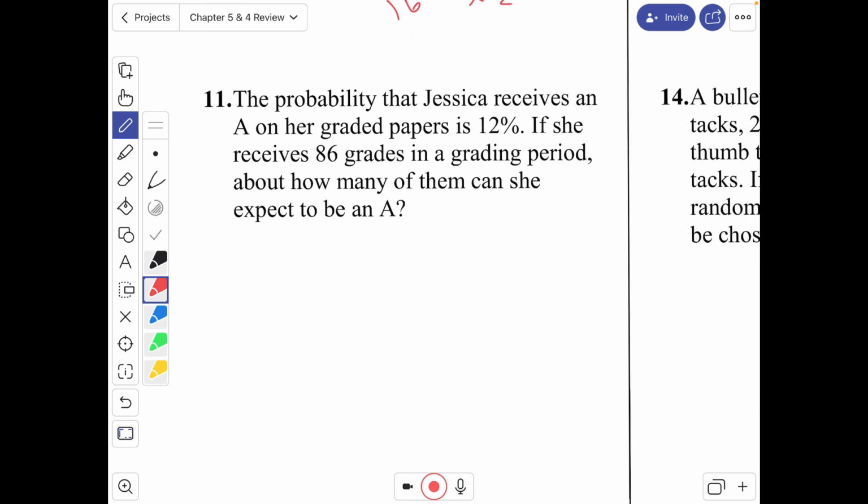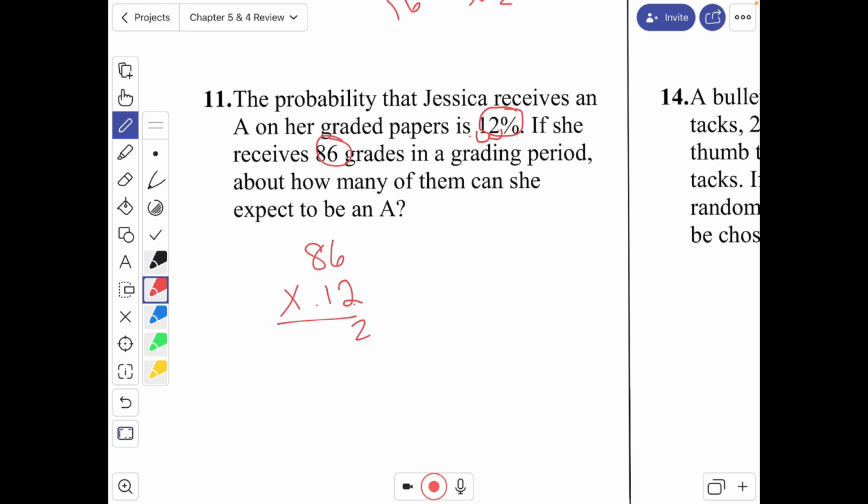Number 11. The probability that Jessica receives an A on her graded papers is 12%. If she receives 86 grades in a grading period, about how many of them can she expect to be an A? Well, you could set up a proportion, or you could just remember that just about every time there's a percent sign, change it to a decimal and multiply. So 86 times, move the decimal 2 spaces, so that would be 0.12, and multiply it out.